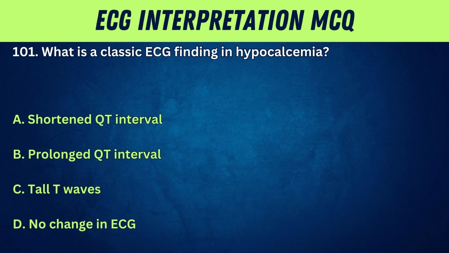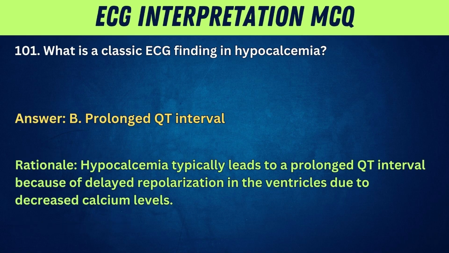101. What is a classic ECG finding in hypocalcemia? A. Shortened QT interval. B. Prolonged QT interval. C. Tall T waves. D. No change in ECG. Answer. B. Prolonged QT interval. Rationale. Hypocalcemia typically leads to a prolonged QT interval because of delayed repolarization in the ventricles due to decreased calcium levels.